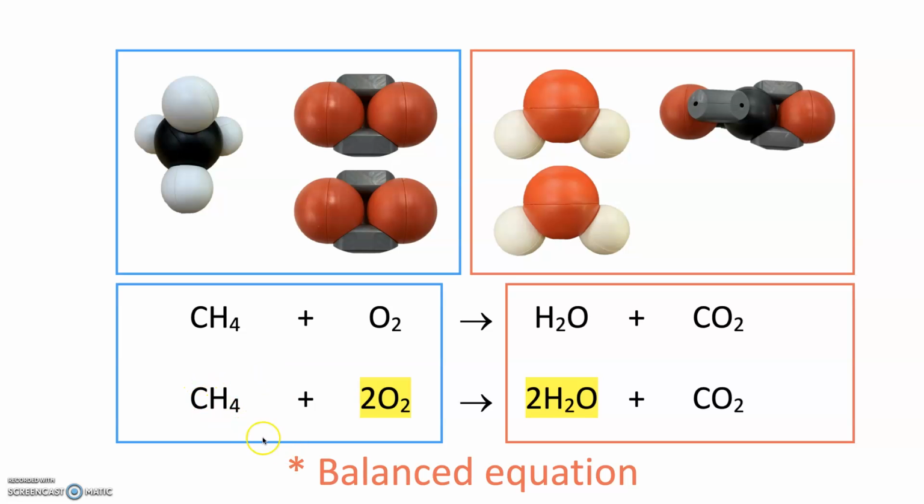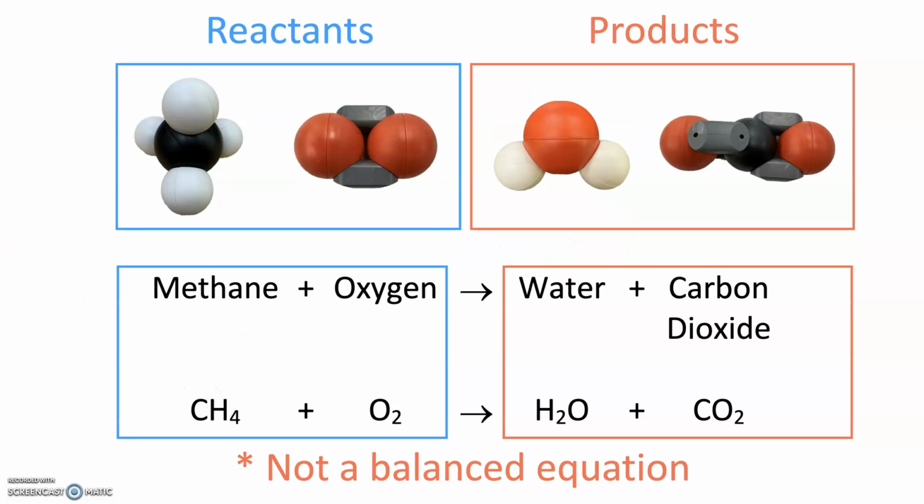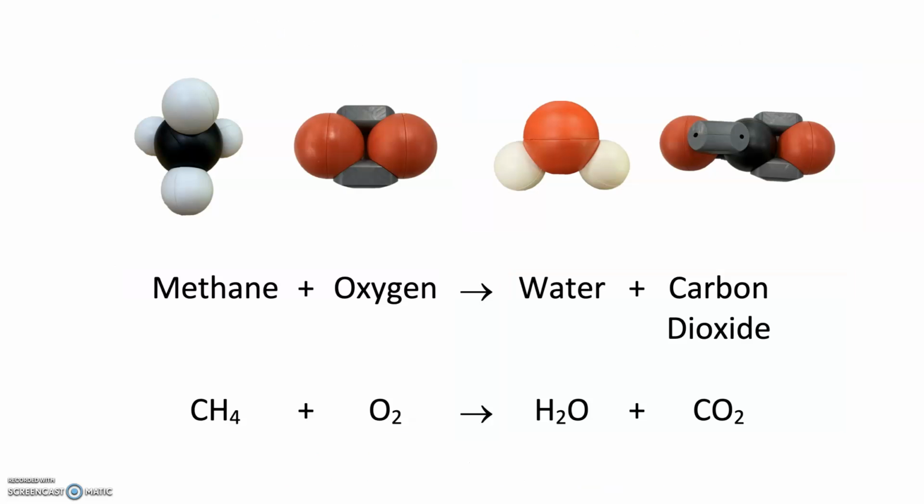And what that means is this. If I go back to my original here, if I have methane, which is CH4, and I have oxygen, which is O2, and they react to form water and carbon dioxide, it's not balanced because the law of conservation of mass means whatever I start with in a chemical equation, I end with. It can be rearranged and it forms new molecules, but I have to have the same amount of atoms.